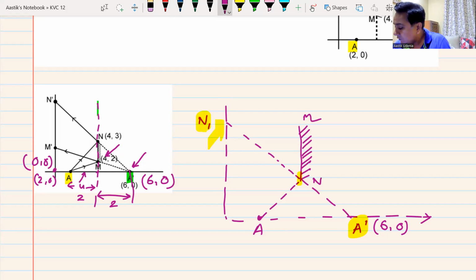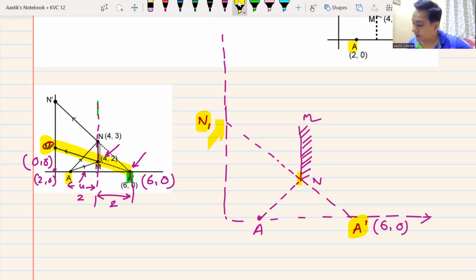Okay. If you understand this, then you can tell me how I can find the higher point. I told you how I found the lower point. I found the lower point by this ray. Can you tell me how can I find the higher point? I am going to find the higher point using the green ray. Yes or no?